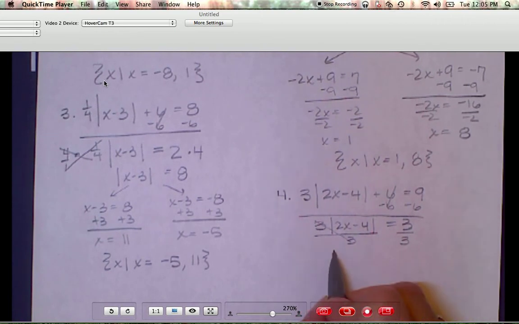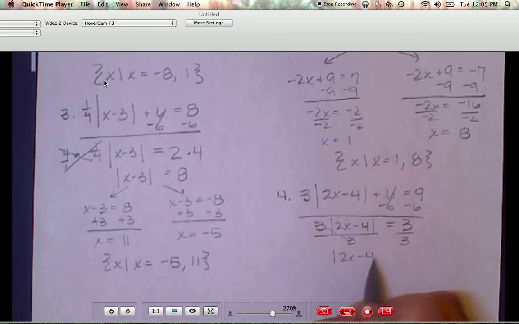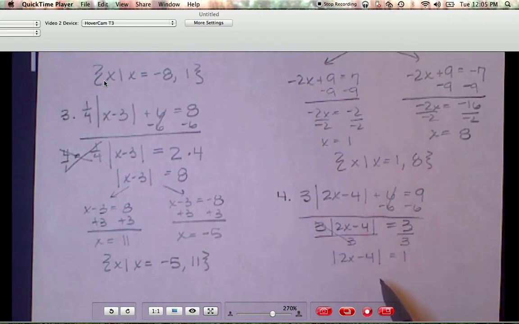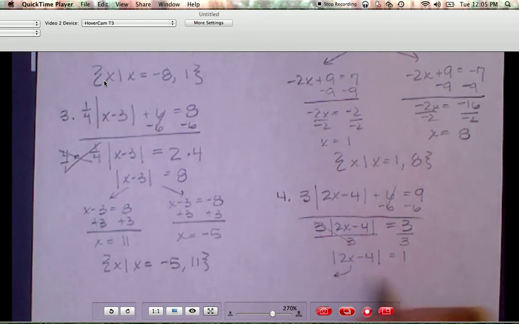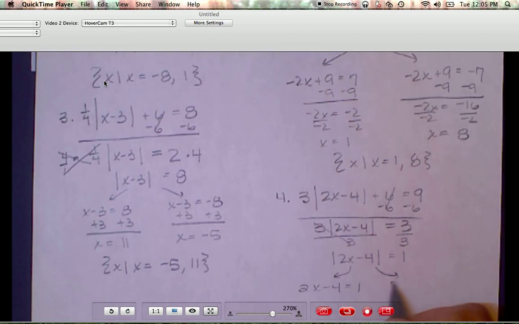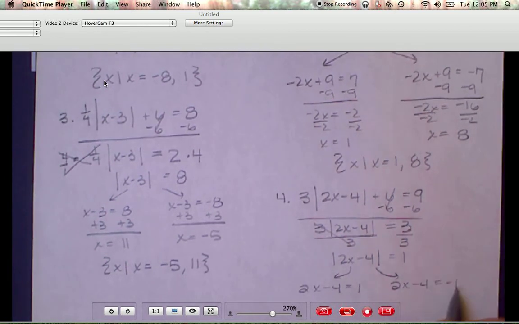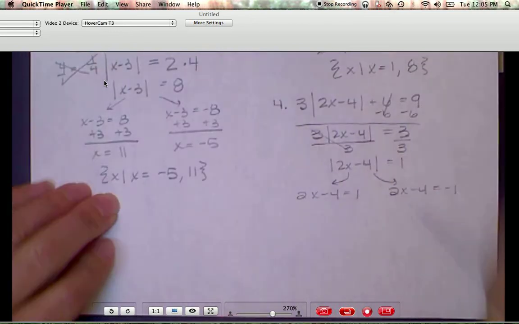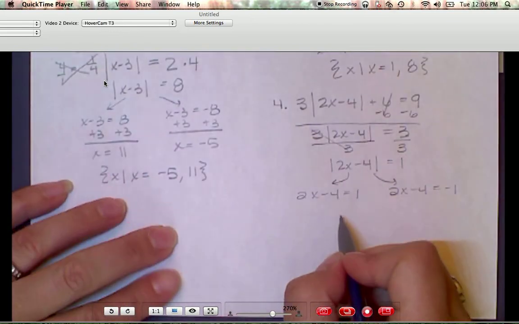Those drop out, and we get the absolute value of 2x minus 4 equals 1. Don't forget the absolute values. The absolute value bars will not drop out until you split it into two equations, which is what we're going to do next. 2x minus 4 equals positive 1. 2x minus 4 equals negative 1. And then go ahead and solve both equations.